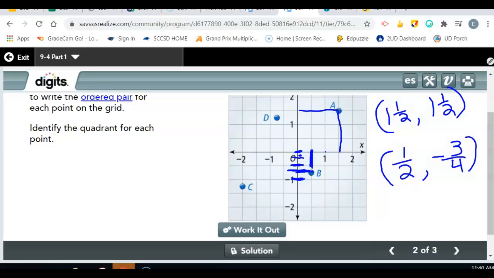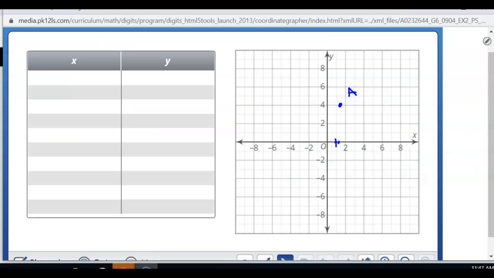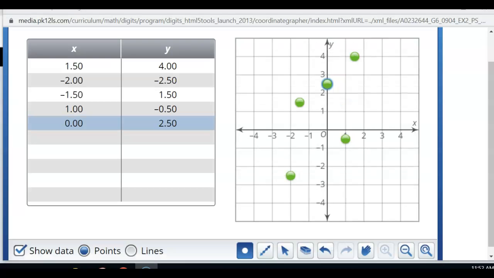Write the ordered pairs for C and D. Go ahead and see if you can graph points A through E on the coordinate plane. Okay, we have graphed A: we go over to the right 1.5, then we go up to 4. So this is point A.